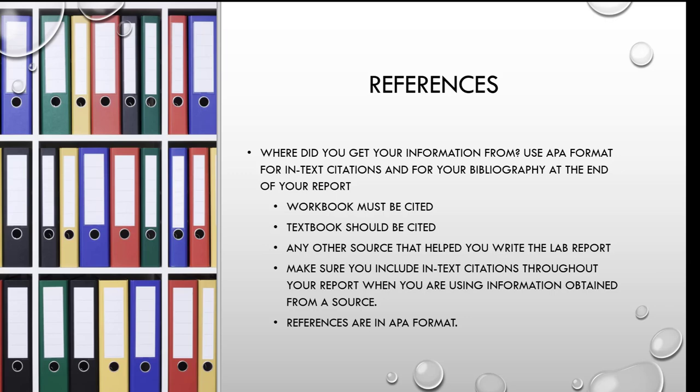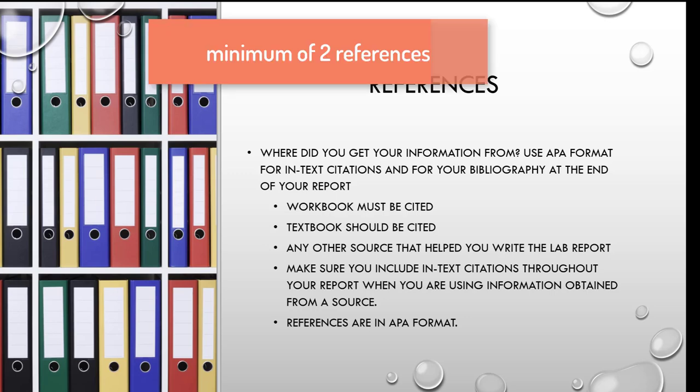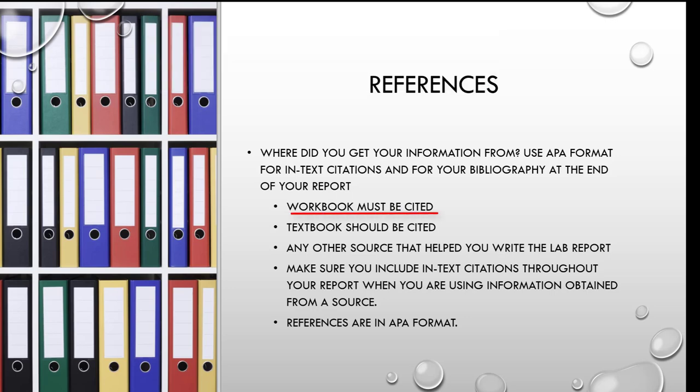And then, just like the first lab report, we do need to have in-text citations throughout our lab report whenever we use information from a source. Okay, so that will be in APA format. And then we need to include a reference section at the end of our report. So that reference section must be in APA format as well. And our references, we need to have a minimum of 2 references. So definitely cite the workbook since we got the experiment from there.